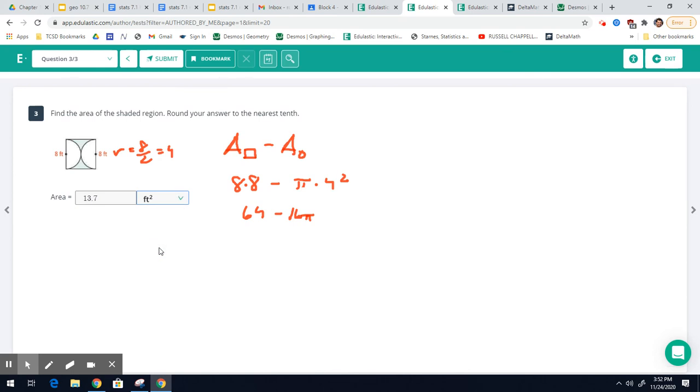Okay, so notice the game plan, right? Don't just walk into a problem. Create a game plan and go after it and get it done. And again, don't round until the very end.